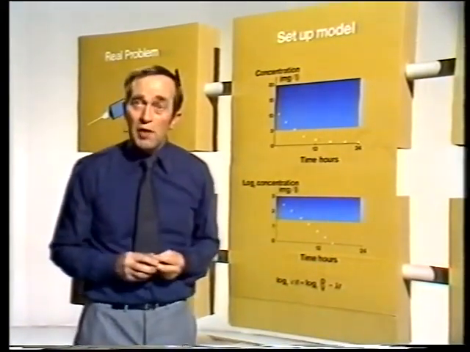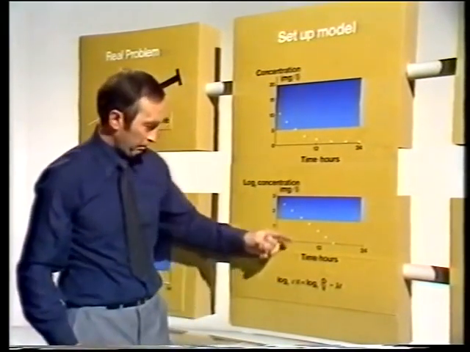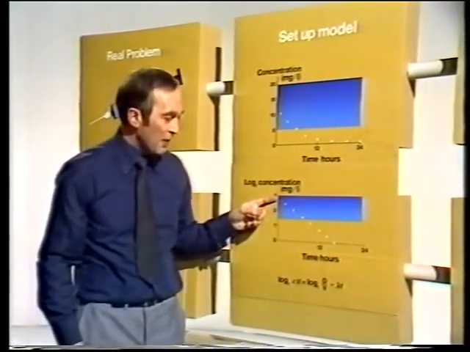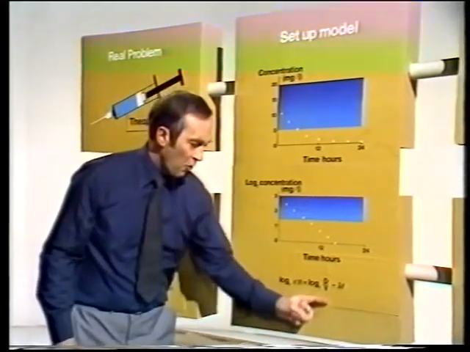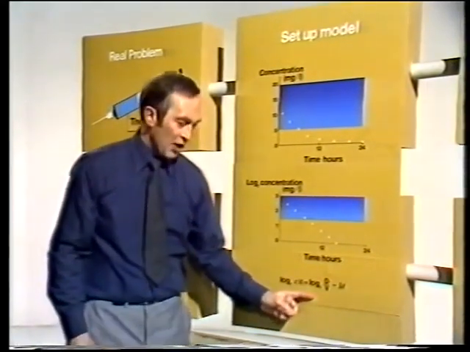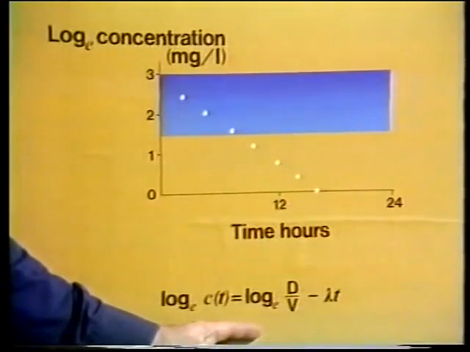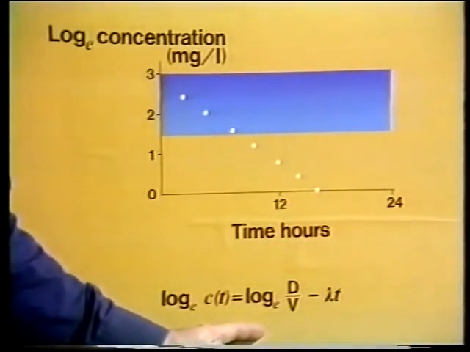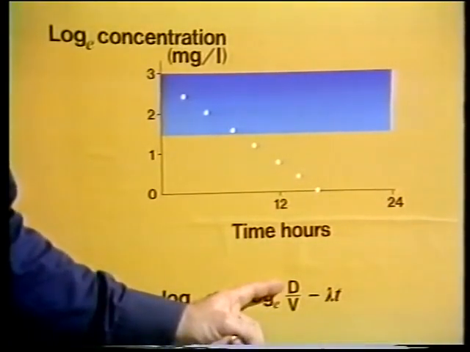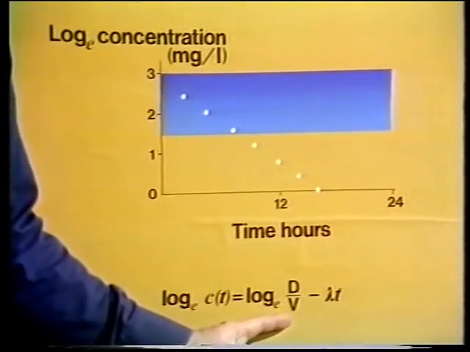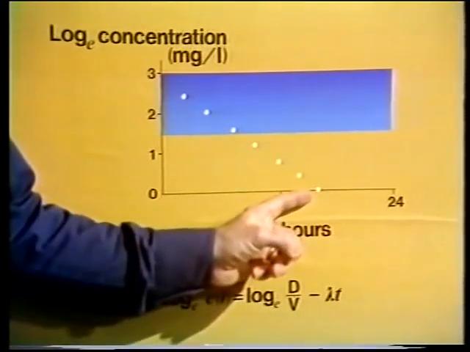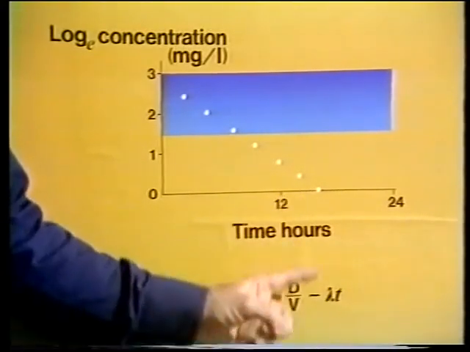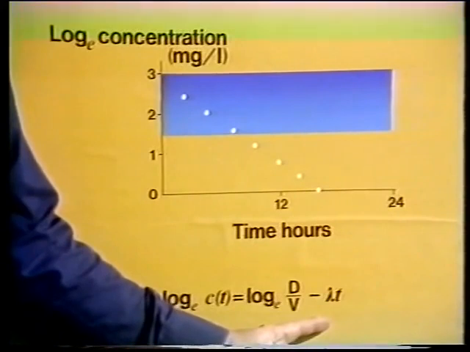But in fact, we get more out of it than that. For instance, by looking where the best fit line cuts here, we can find the value of this lot here, log to base e, of d over v. And in Dr. Aronson's experiment, he was giving a known dose, so we can use that to find v. And then, if we take the slope of this line, then the slope of this line will simply be the other constant in here, lambda.